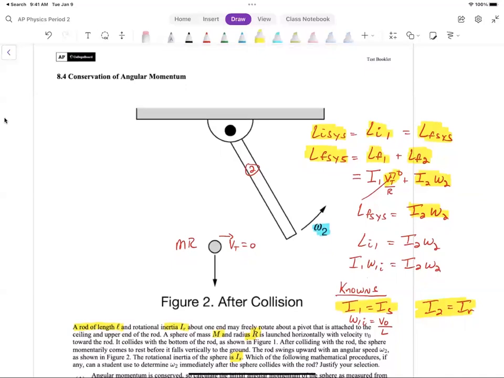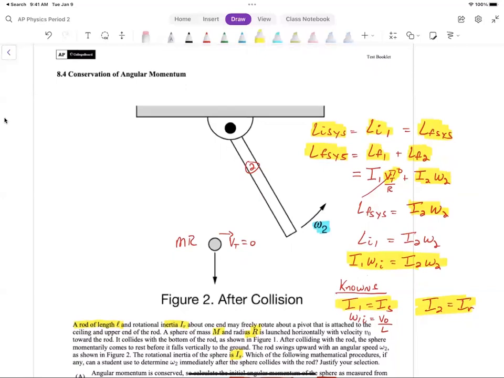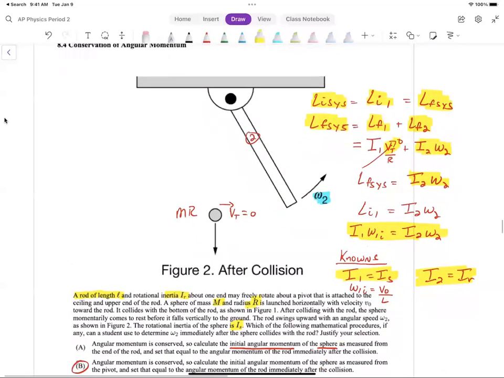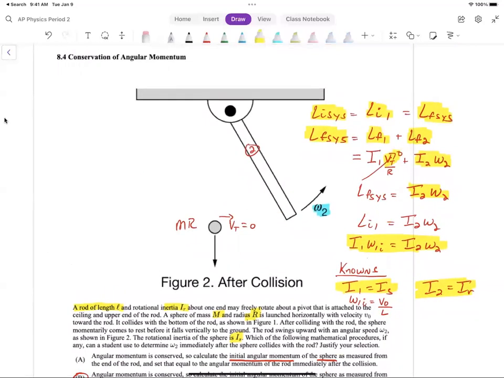Angular momentum initial of the system has to equal the final system momentum, which is I2 omega-2, and I just basically created this equation: initial equals final. Well, what do we know? They told us I1, which they said is I sub s. They told us I2, which they called IR. They also told us the length of the disk is L. And if I know the velocity, V naught, which they told us originally up here, I know omega initial. So I know everything. I can find omega-2.